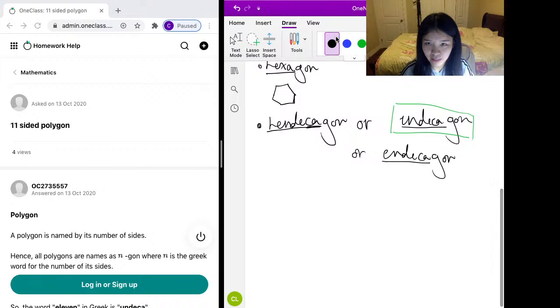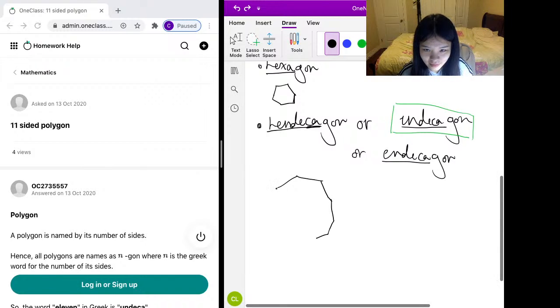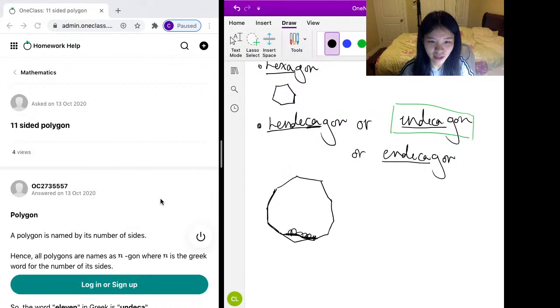And I guess we can draw an 11-sided polygon together, but it will be kind of hard. So let's do 1, 2, 3, 4, 5, 6, 7, 8, 9, 10, 11. That would be an endecagon, an 11-sided polygon.